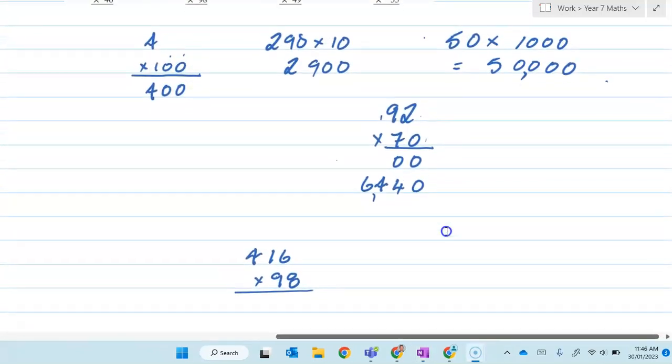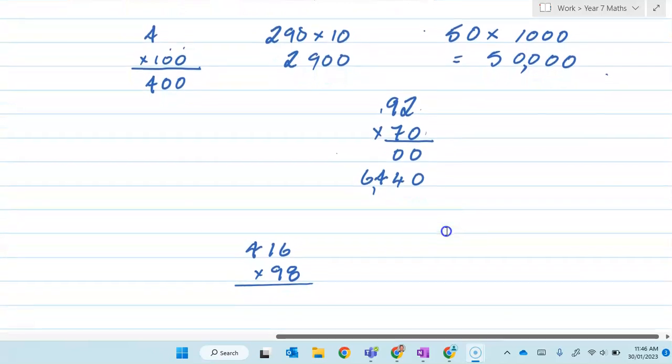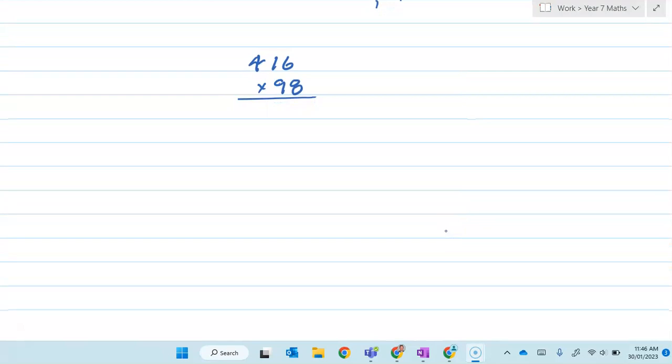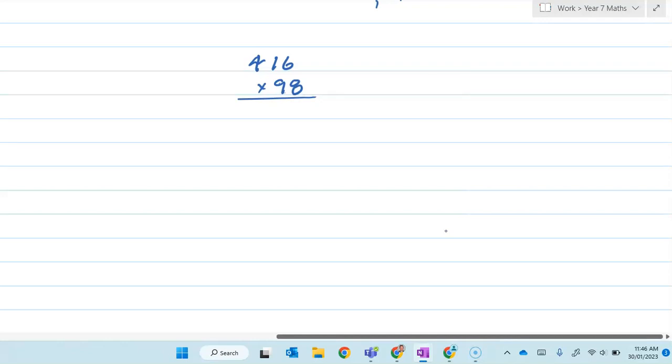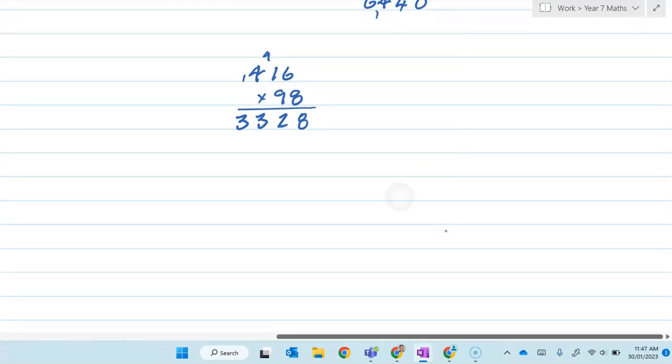Okay, so we're having a look at another one, long multiplication. We'll have a look at this one here, 416 times 98. Now I'm laying it out vertically, and I've got to make sure that I start in the ones column, and then the next one's got to be started in the tens column, and you know that we place a 0 there. So 6 8s are 48, put down the 8, carry the 4. Okay, 8 1s are 8 and 4 is 12, put down the 2, carry the 1. 8 4s are 32 and 1 is 33. 3,328.